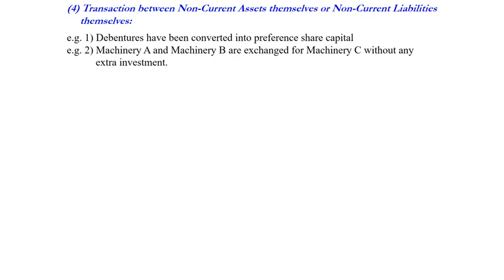Similarly, machine A and machine B are exchanged for machinery C. In place of two machines, one machinery is getting replaced. Okay. So no change in working capital. They won't affect current assets or current liabilities. Therefore, no change in working capital.